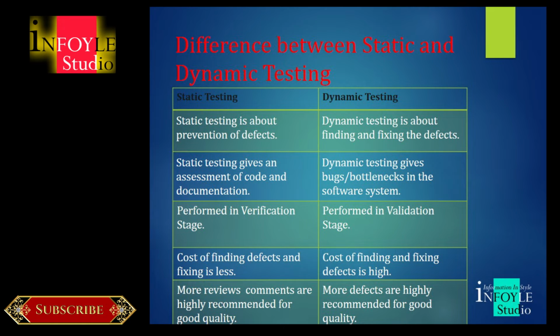Now, let's discuss the difference between static and dynamic testing. Static testing is about prevention of defects, whereas dynamic testing is about finding and fixing the defects. Static testing gives an assessment of code and documentation. Dynamic testing gives bugs in the software system. Static testing is performed in the verification stage, whereas dynamic testing is performed in the validation stage.